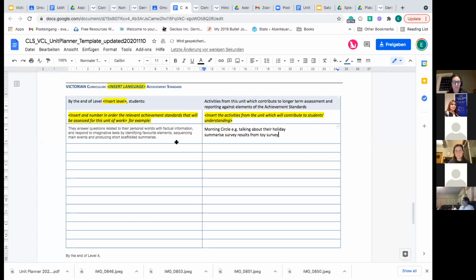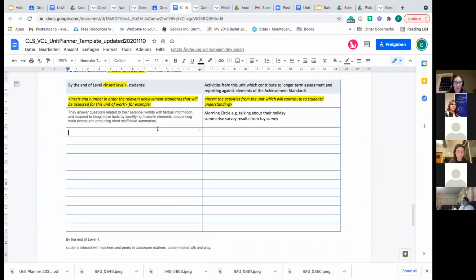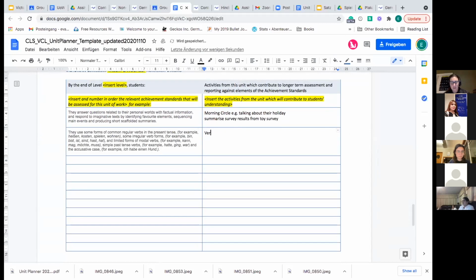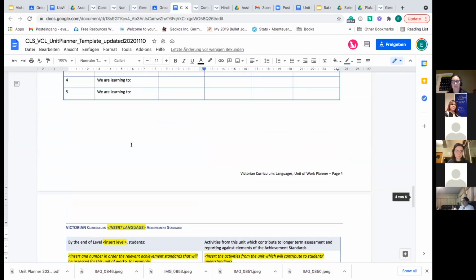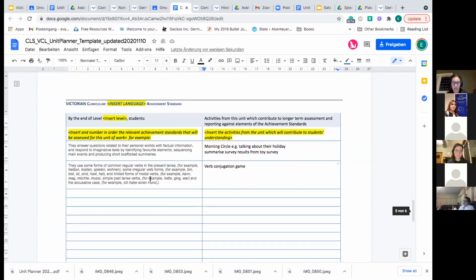I put that in already, and then have a look what else we cover. They use some forms of regular verbs and so on. That's another thing we will cover. And we use, for example, the verb conjugation game for that. But we will have other activities in the later sessions where they can practice that, and I would put these activities in here as well.